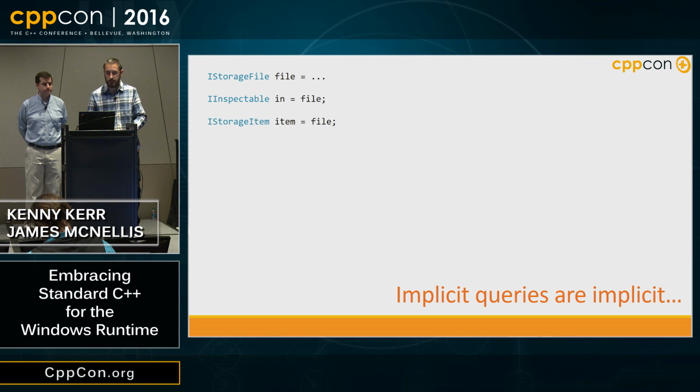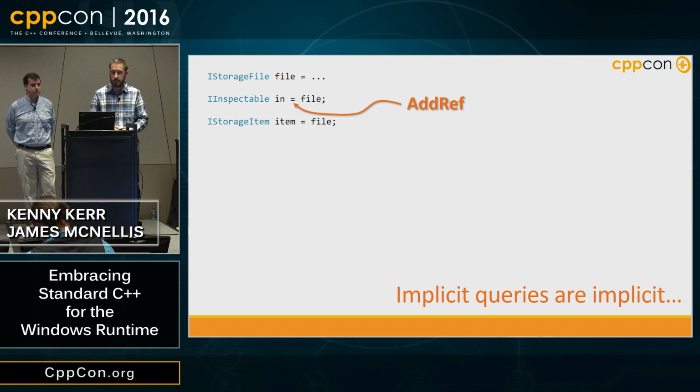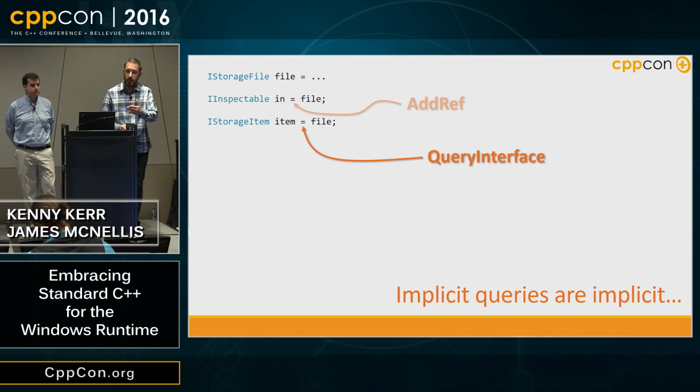So for example, we look here and we have an IStorageFile, which we then assign to an IInspectable. As James mentioned, that's going to introduce an AddRef there, and that makes total sense. But over here, we're going from an IStorageFile to an IStorageItem. And here we're getting a QueryInterface, and it's implicit because it's guaranteed to work in terms of the contract provided by the IStorageFile interface. So that's injected there for you.